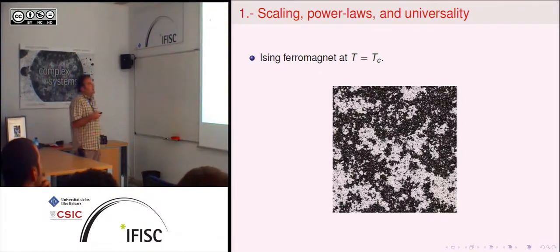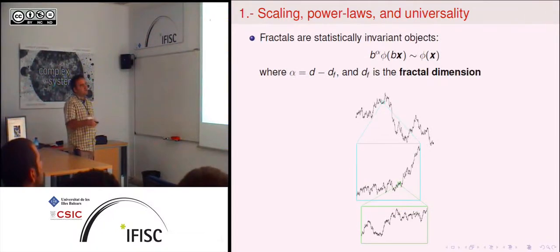Again, the same example. This is what happens in the AC ferromagnet at the Curie temperature, where we have both phases percolating one into the other with a typical size that is diverging with the system size. Critical behavior is typically connected with fractal objects.